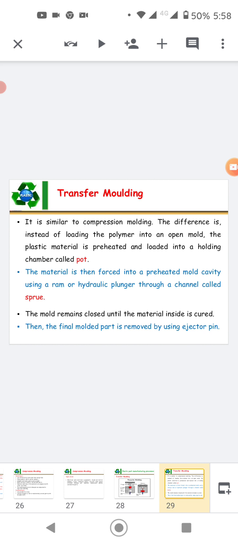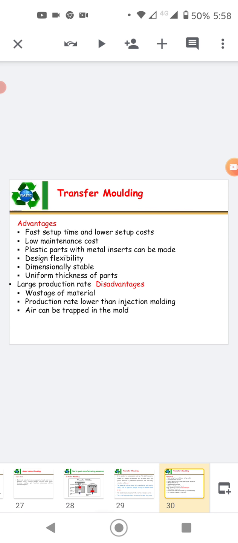The mold remains closed until the material inside is cured. Then the final molded part is removed by using an ejector pin.